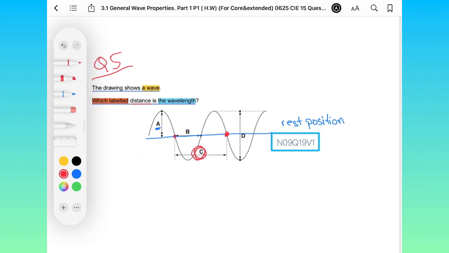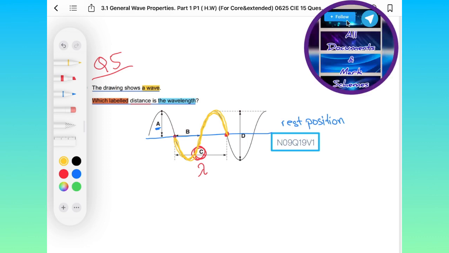So distance C representing the wave length, and it's very important if you draw or color this to understand that this means one complete wave. So one complete wavelength is the distance traveled by one complete wave. Is it clear?